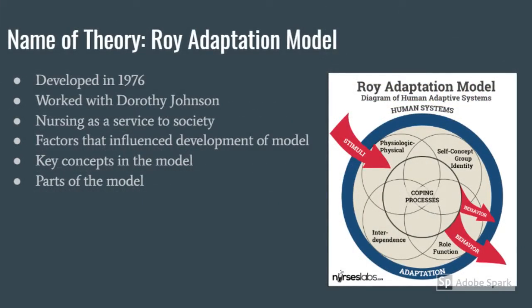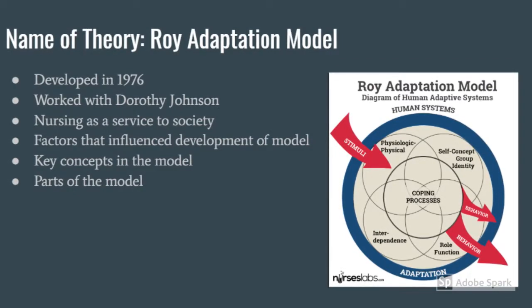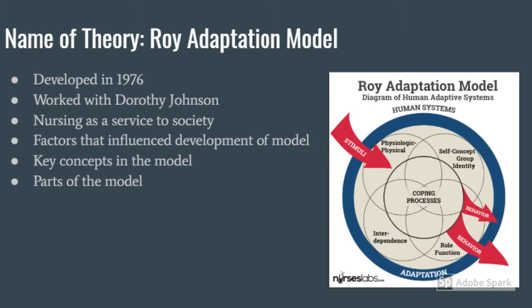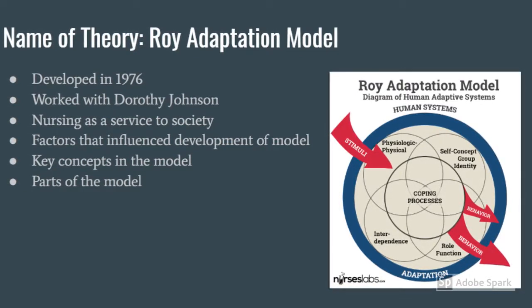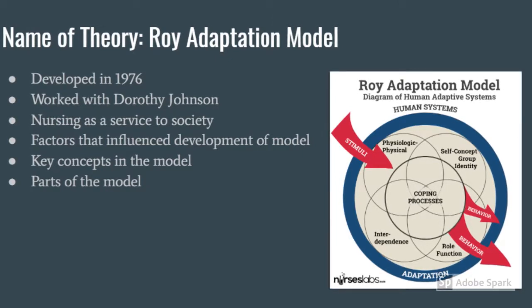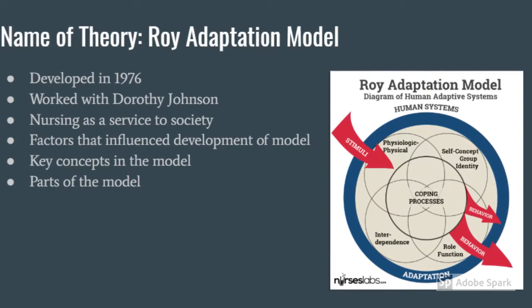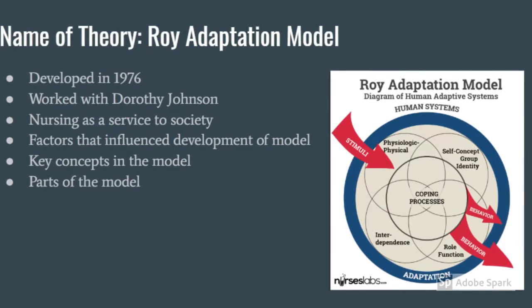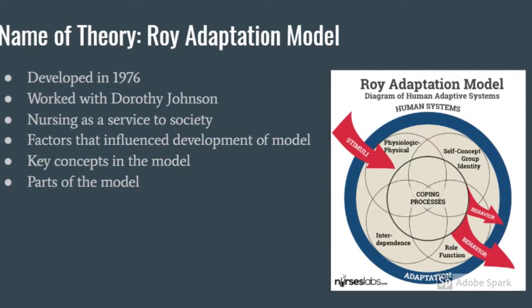Sister Calista Roy is known for the Roy Adaptation Model that was developed in 1976. After working with Dorothy Johnson, she was inspired and wanted to be able to describe the nature of nursing as a service to society. This is what began her Roy Adaptation Model. The factors that influenced the development of the Roy Adaptation Model were family, education, religious background, mentors, and clinical experience.